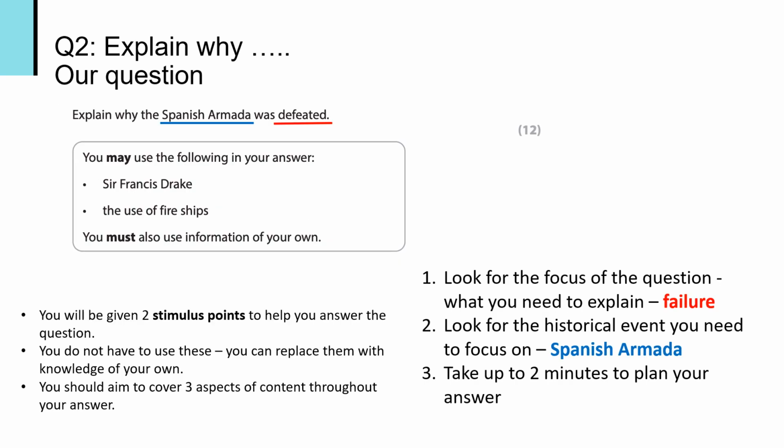Today we are going to focus on this question from the early Elizabethan England paper. Explain why the Spanish Armada was defeated. First of all, you should look for the focus of the question, what you need to explain. And in this case, it's that word defeated, and we've underlined it in red for you. What was it that happened that meant the Spanish Armada failed?